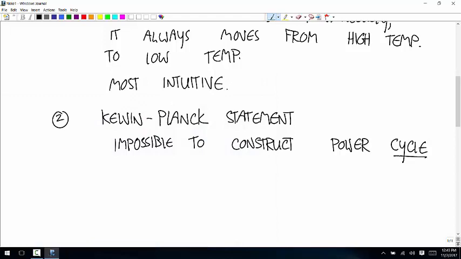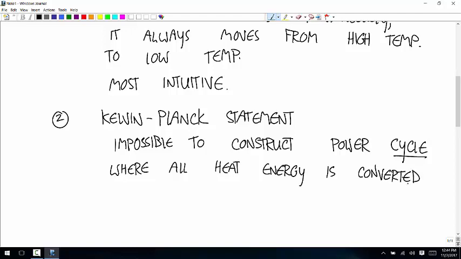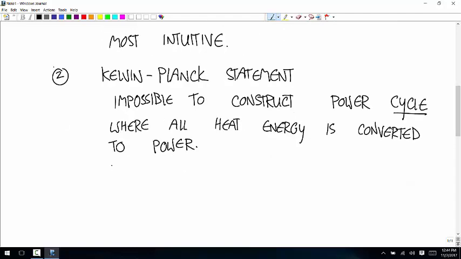It's impossible to construct a power cycle where all heat energy is converted to power. In other words, no matter how you construct this power cycle, there has to be some energy lost in the exhaust.